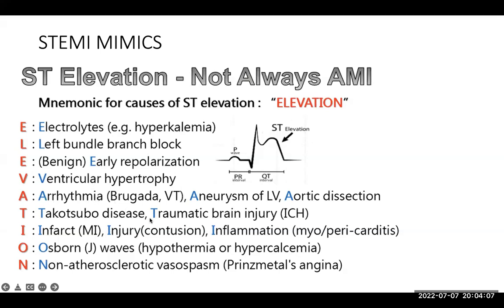There's a condition called Takotsubo disease. It's quite common. They usually come characteristically with chest pain and ST segment elevation. You do a troponin, it is high. You go to the cath lab, but the coronaries are clean. It's called Takotsubo disease. It happens mostly in a stressful environment. And then MI, you can have injury, inflammation, ischemia, and non-atherosclerotic vasospastic Prinzmetal angina. And the mnemonic is ELEVATION.